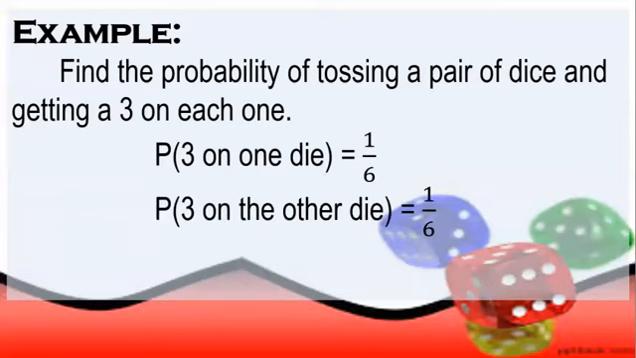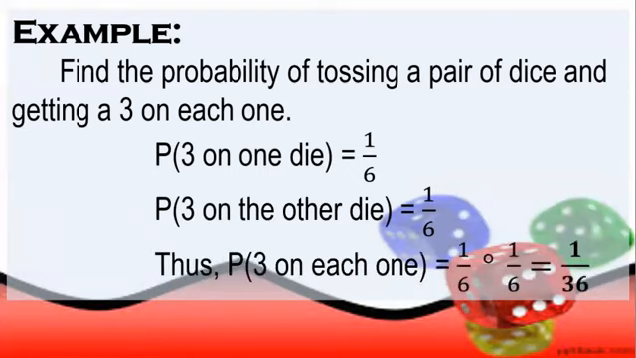So since this is an independent event, pag mumultiplyin lang po natin yung probability ng dalawang dice, it is 1 over 6 times 1 over 6, it will give us an answer of 1 over 36. Hence, the probability of tossing a pair of dice and getting a 3 on each one is 1 over 36. Or kumbaga sa pairings po natin, dun sa ating probability, there are 36 possible outcomes at isa lamang po doon yung may 3-3 or yung parehas 3 yung lalabas.